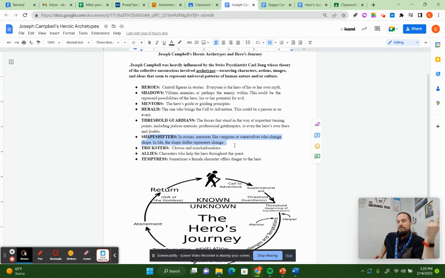Tricksters, people who make mischief, people who enjoy tricking people, clever, cunning. The allies are just the people who help along the way, whether they lend them their strength, lend them their intelligence, lend them whatever. Usually part of a team or a sidekick. Like these are just allies, people who help.